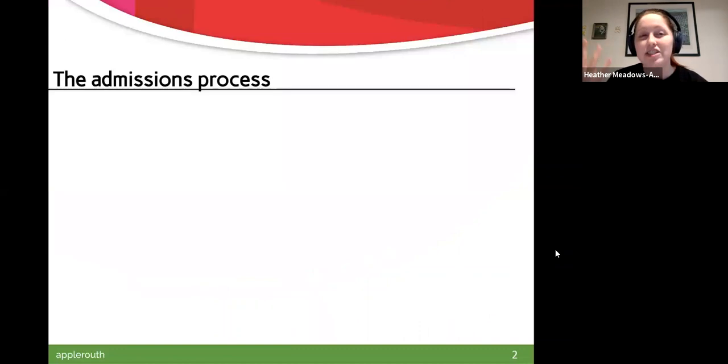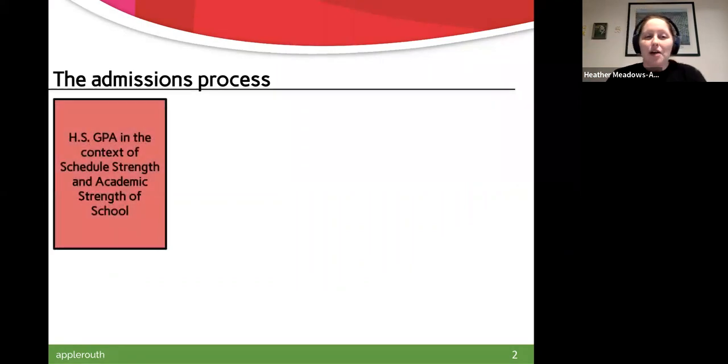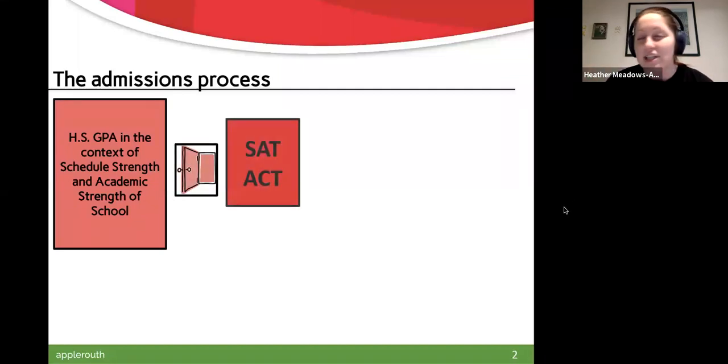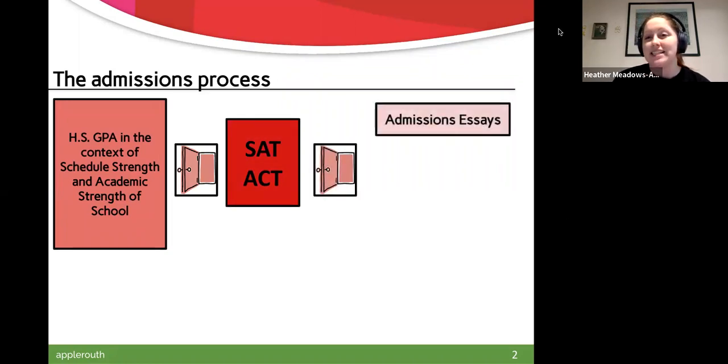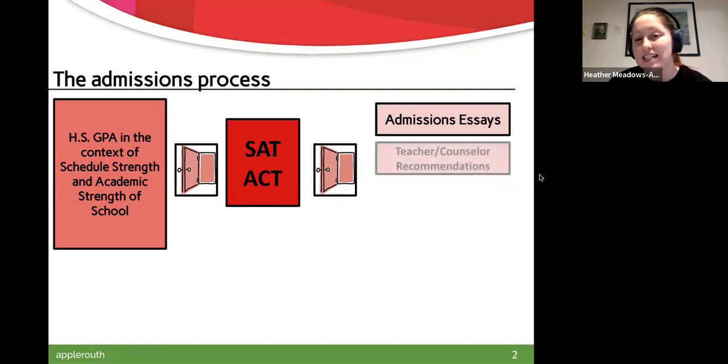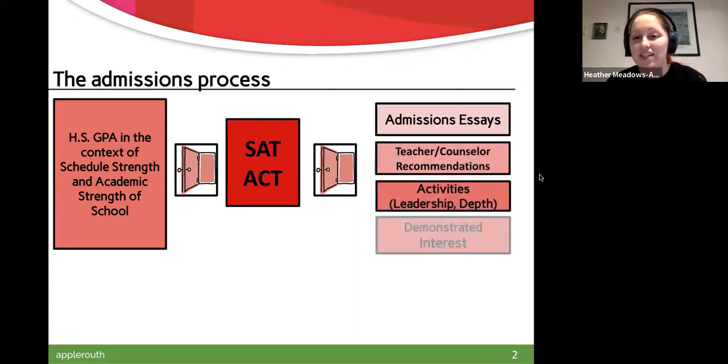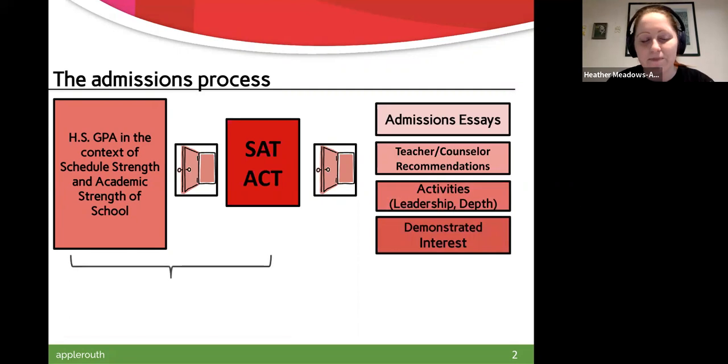Let's look at the admissions process in general and think about how the tests fit in there. Of course you send your high school GPA, in the context of your schedule strength, so are you getting A's in the regular level classes or A's in AP classes, and the strength of school. That's also going to add into your SAT and ACT scores, which is also going to combine into things that are more qualitative, like your admissions essays, recommendations, your activities, and demonstrated interest.